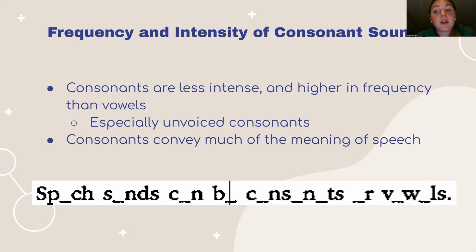So this sentence down here is a different sentence, but all the vowels were taken out of it, and you're left with only the consonants. And still a little bit unclear, but you can pretty much make out that it says speech sounds can be consonants or vowels. And you can make that out without any of the vowels there because it just proves the point that the consonant sounds, since they're so different from each other, convey a lot of the meaning of speech.